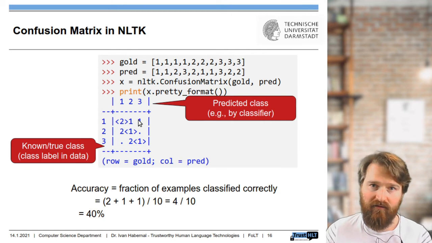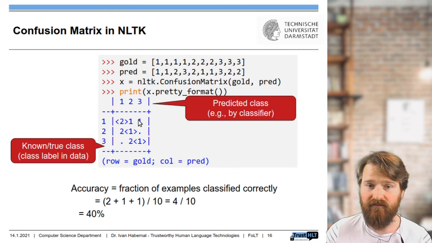From the confusion matrix, we can also compute the accuracy. The accuracy is the diagonal: we just sum up the diagonal, so 2 plus 1, divided by all instances, and this is our accuracy.